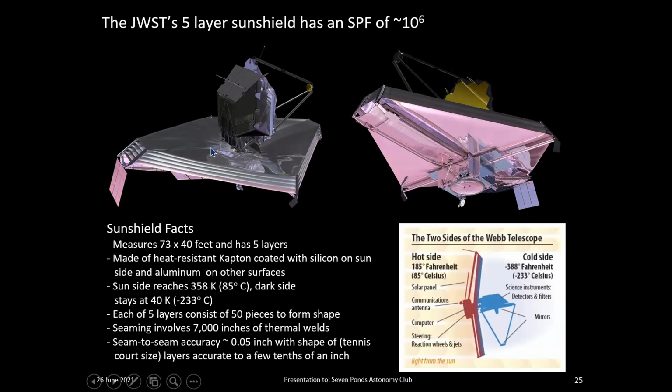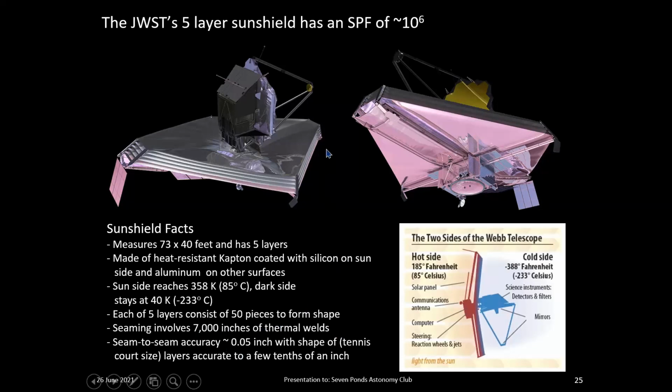Now, the sunshade has to have this curved shape, and that's very important to ensure that light doesn't reflect off the sunshade and get into the telescope. And those of you who sew may realize that in order to make a curved shape out of flat cloth, you have to have lots of seams. And each one of these layers is actually a quilt of 50 pieces. And there's about 7,000 inches of seaming for putting that quilt together. In this case, it's not done with needle and thread, but rather with thermal spot welds. And the seams have to be very, very accurate.